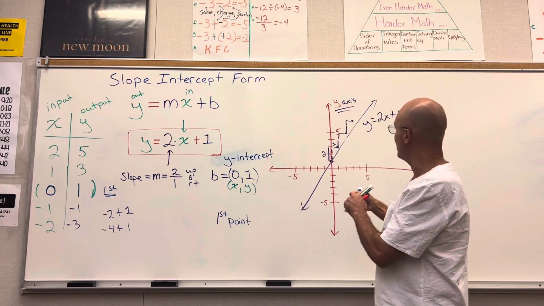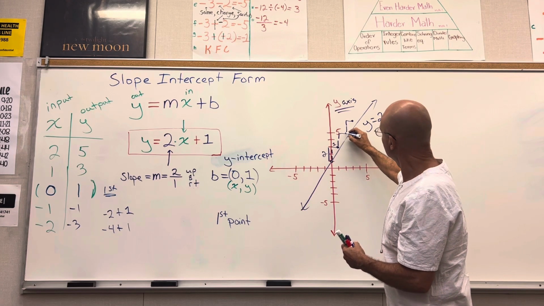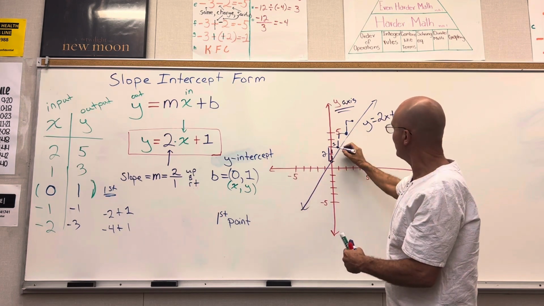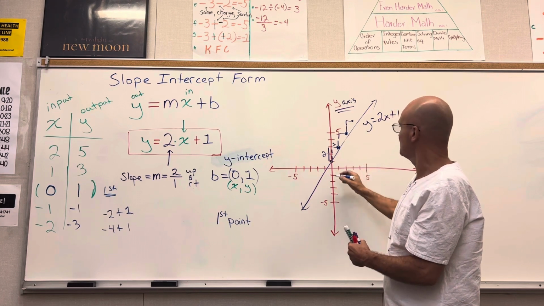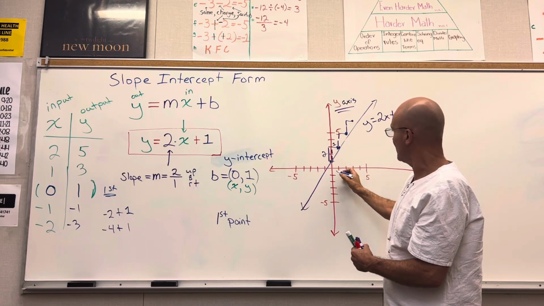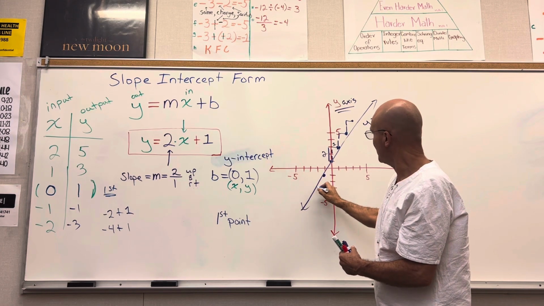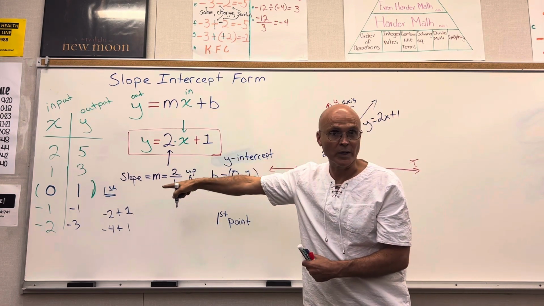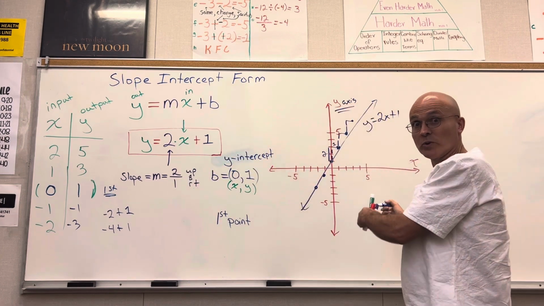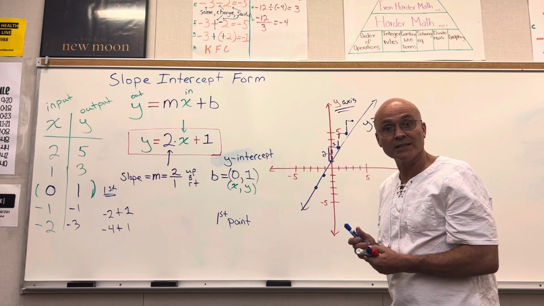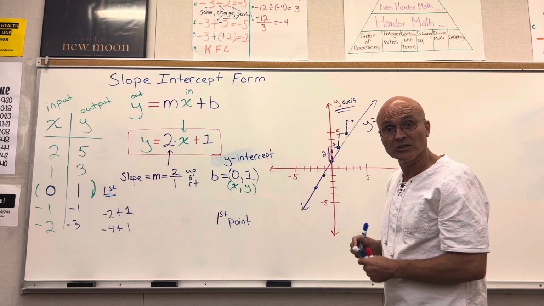2 comma 5. 2 comma 5 is right here. It's the same. 1 comma 3 is right here. 0, 1, and we got negative 1, negative 1, and we also got negative 2, negative 3. So all those points we drew with our shortcut and not doing any math. I hope that makes sense. We'll get a little more practice, and there's your introduction to slope-intercept form.